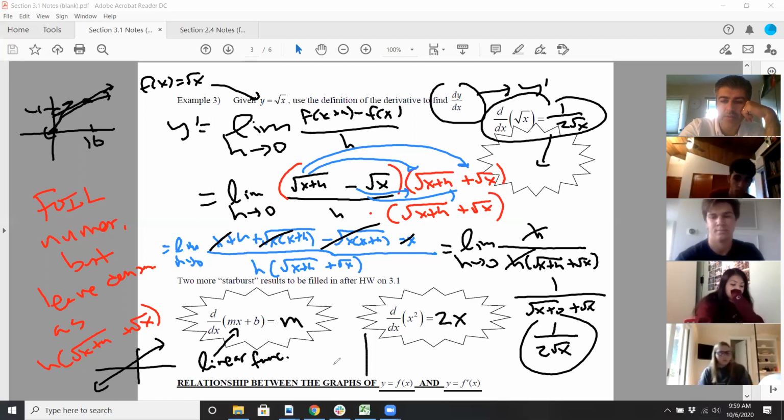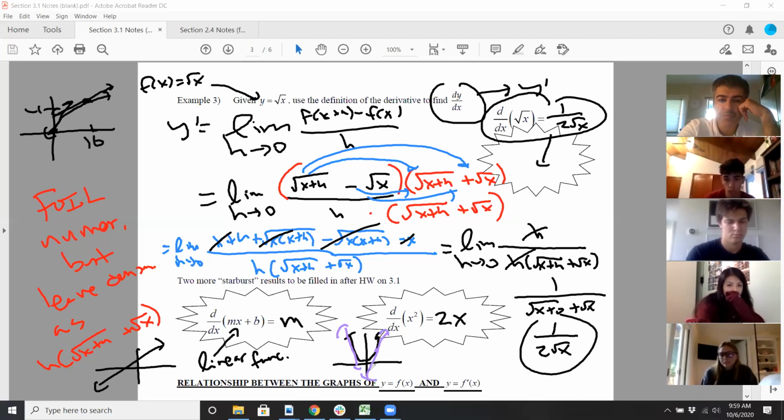Y equals x squared is this. If I drew a bunch of tangent lines, say that x equals -1, that's a negative slope, but x equals +1, it's a positive slope. So that covers as far as I wanted to get with the 3.1 notes as a live lesson.